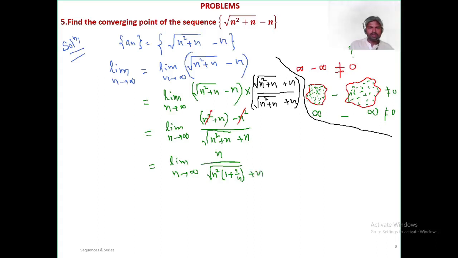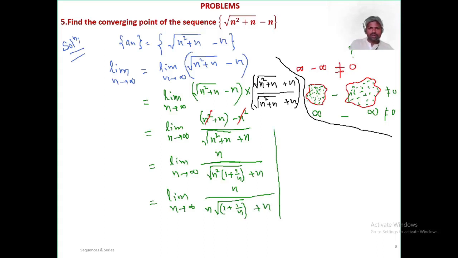Okay, yeah. What will you get now? Limit n becomes large. The numerator was n, and for the denominator, inside the square root, if n square is coming out, what comes out? n comes out, right? Because it is under the square root. So 1 plus 1 upon n. Inside, n square comes out as n because it is under the square root, and plus n is outside.